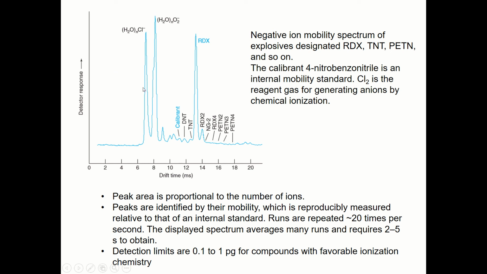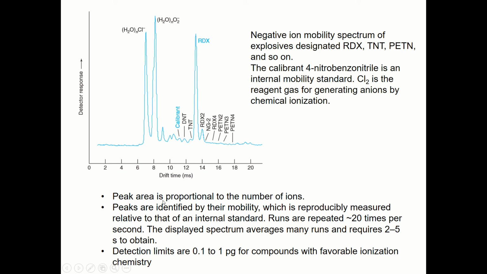You see many peaks, but the first two peaks are water molecule aggregates with Cl minus ion. Since this one has only a minus one charge, and we don't know yet how big the size is, it is detected at about 7 milliseconds. Then this peak was identified as water molecule aggregates in air with O2 minus, and like that.